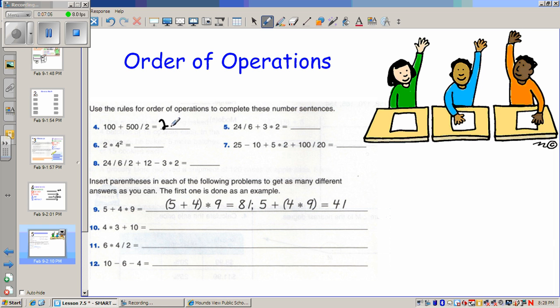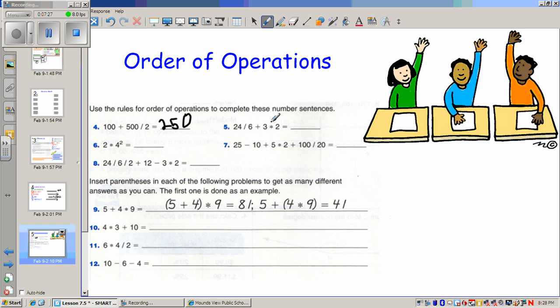Now I want to make a point here. Okay, so 250. All right, now if I did it in the order, just 100 plus 500 is 600 divided by 2, my answer would be 300. And that would not be correct. Okay, so please remember, order of operations is very important.